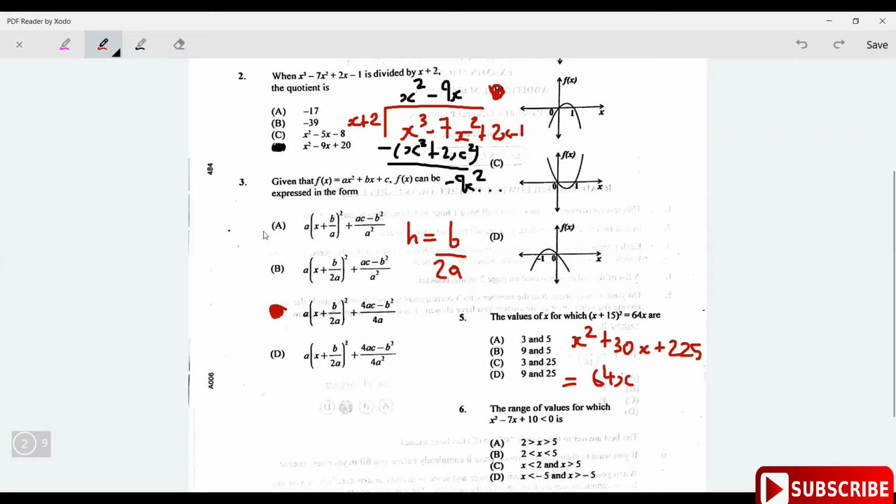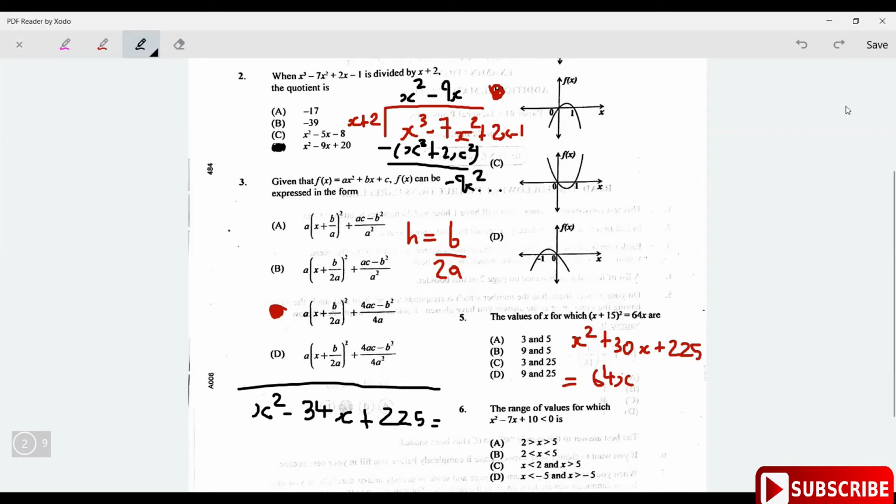So what do you do? Let me continue it in black over here. So continuing, you can bring over the 64x to one side. So everything there on one side, so you're going to get x squared minus 34x plus 225 equals 0. This is what we get when we bring everything over to one side.